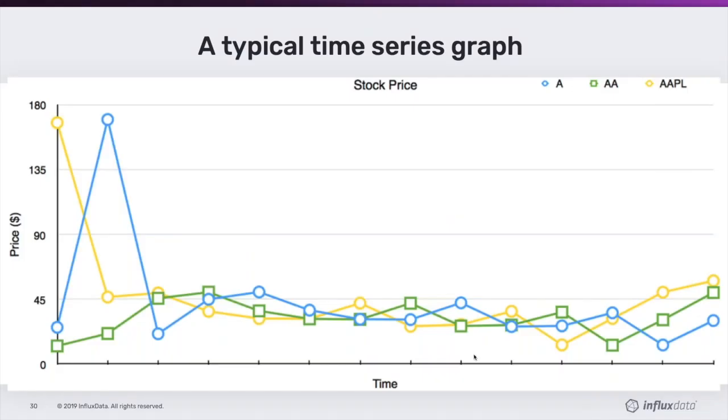So we're going to look real quick at how the data is structured and brought into InfluxDB. We're going to look at a typical time series graph. Here we have a graph that is monitoring what three different stocks are doing over time. We have stock A, stock AA, and stock AAPL, and you can see how those are changing over time.